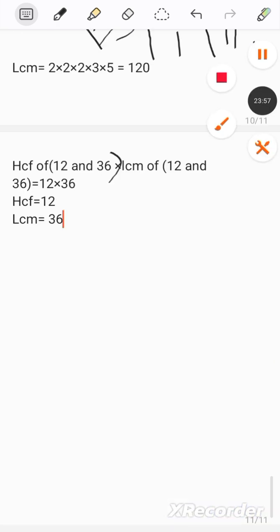So you can see the HCF of 2 different numbers multiplied by the LCM of the same 2 numbers would give you the product of those 2 numbers themselves.